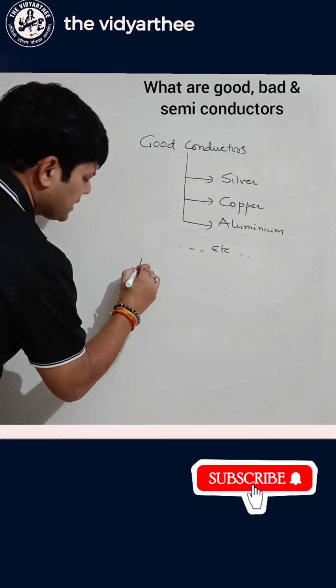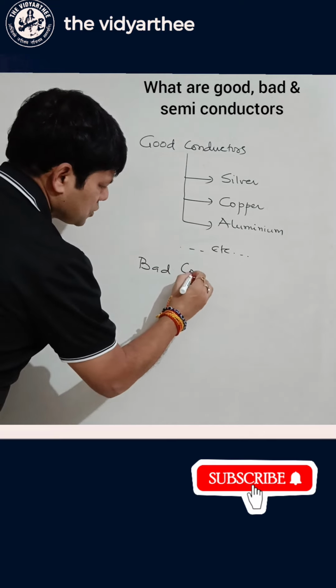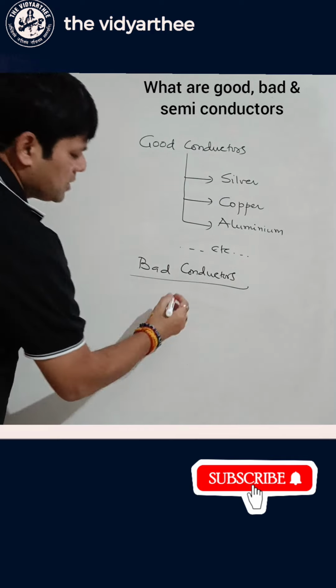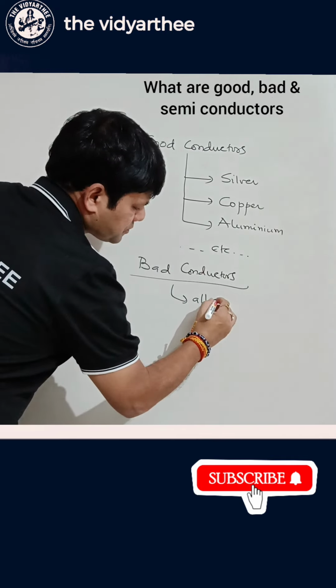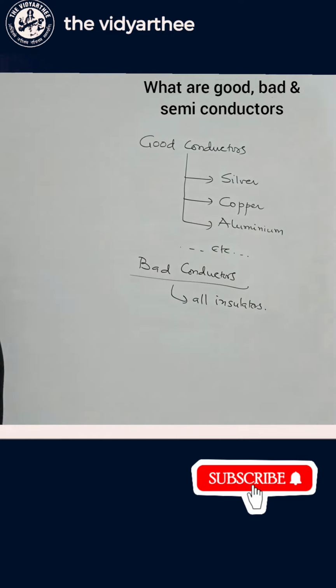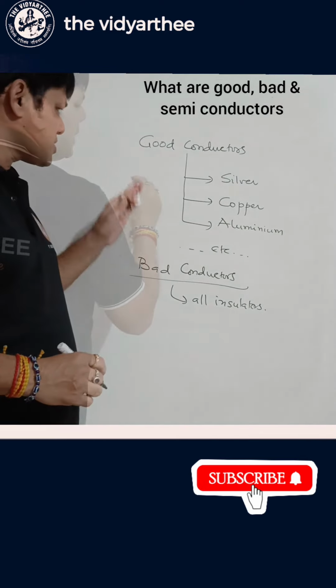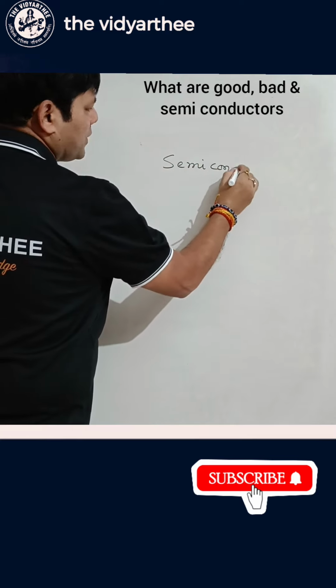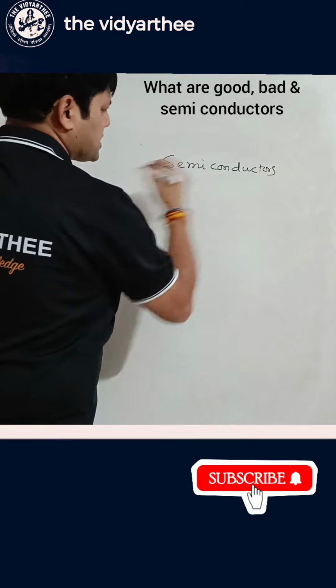What is a bad conductor? So all the insulators are bad conductors. So we don't have to specifically define this. All insulators are put under this category. I hope you understand this definition. What is it called? Semiconductor. So we will focus more in details about semiconductors.